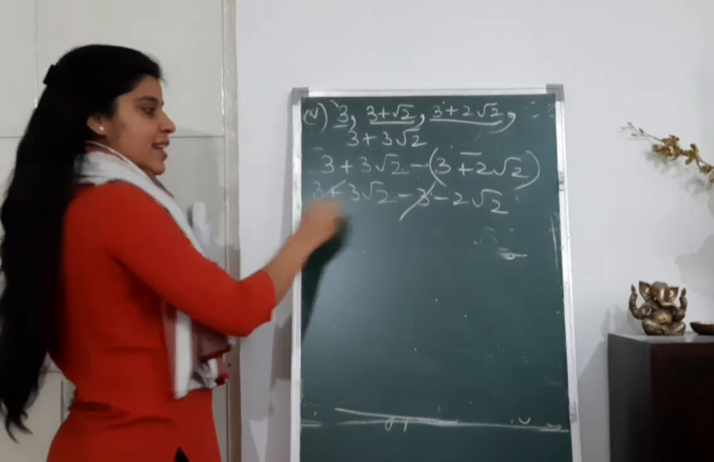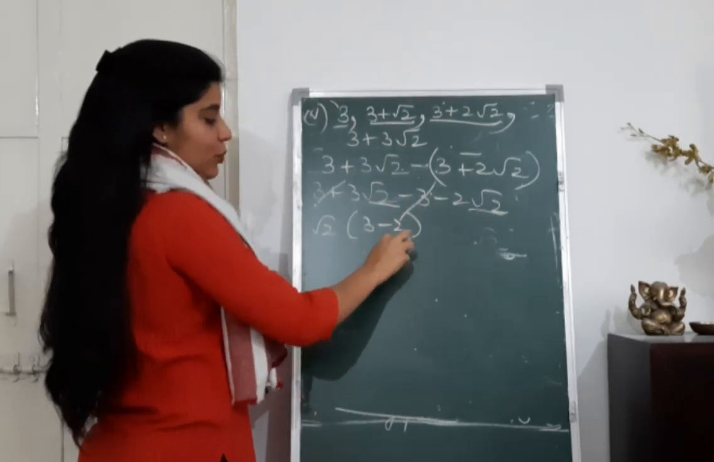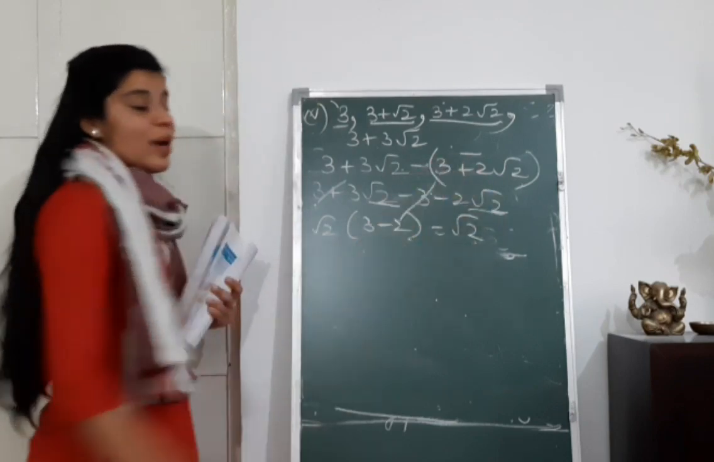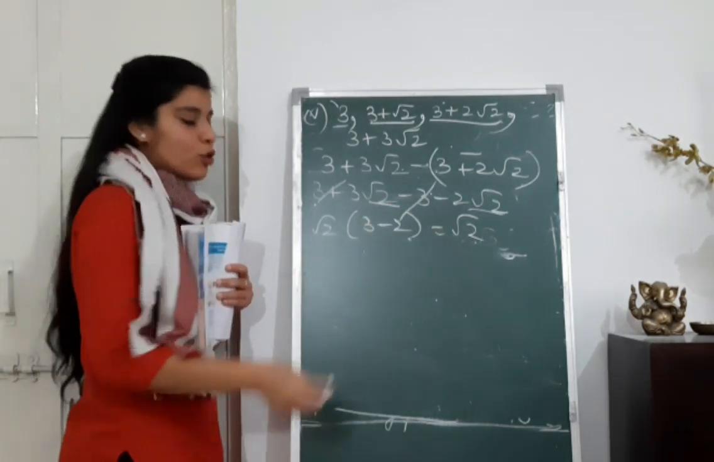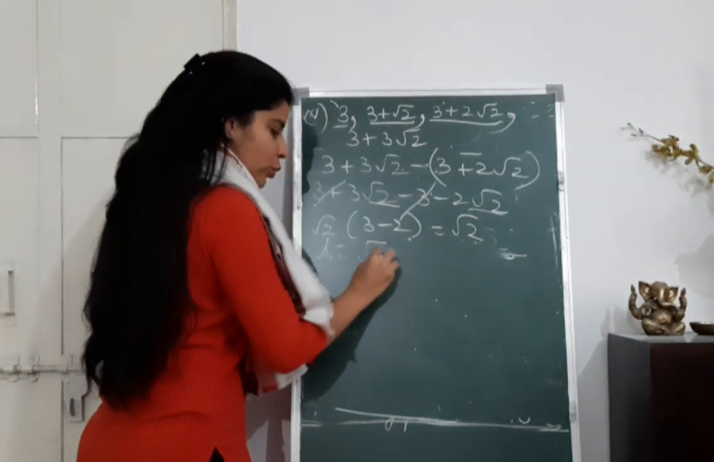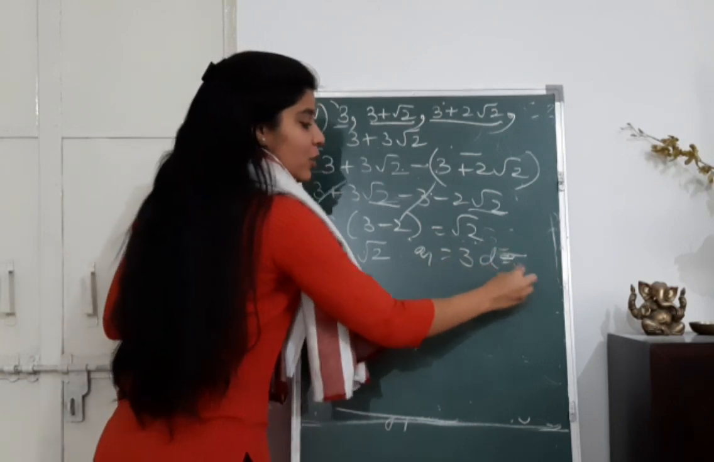This again cancel. Root 2 can be taken out. What we have in bracket? 3 minus 2, which is equals to 1. So again it is root 2. Hence this is forming an AP with a common difference of root 2. Okay, so A1 is equals to 3 and D is equals to root 2.